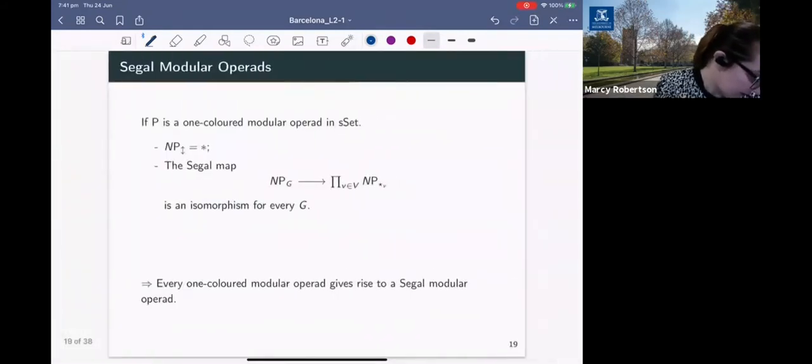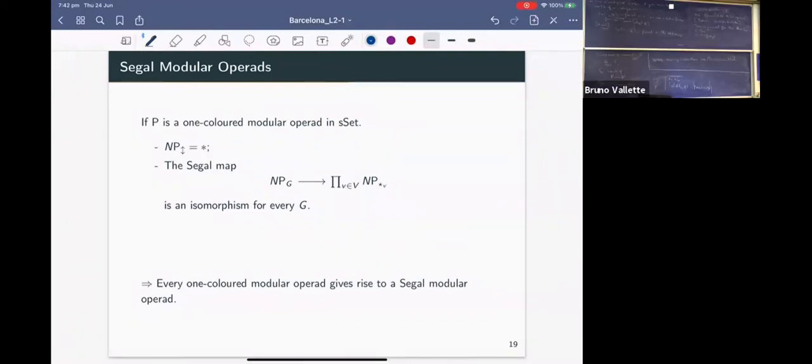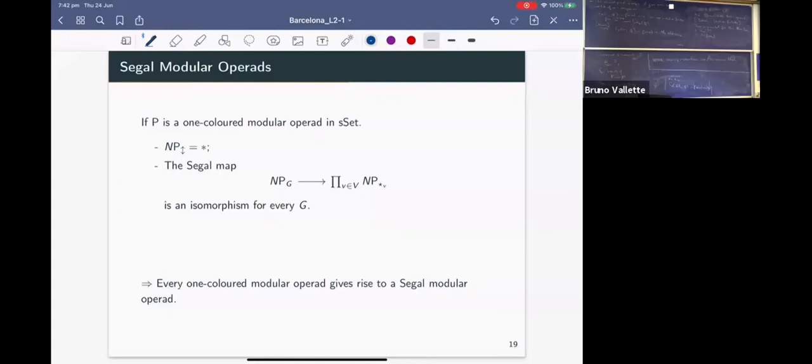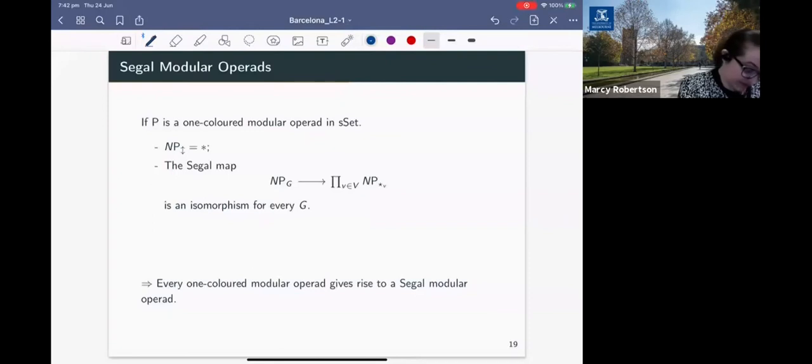Great. So we actually have a huge class, from the nerve theorem that we talked about yesterday, of Siegel modular operads. These are just the nerves of already known modular operads. So if you start with a one-colored modular operad and you take its nerve, it's going to have the evaluation at the exceptional edge a point. And the Siegel map is going to be an isomorphism, so it's in particular a weak equivalence. So I'm going to say that every one-colored modular operad gives you a Siegel one.